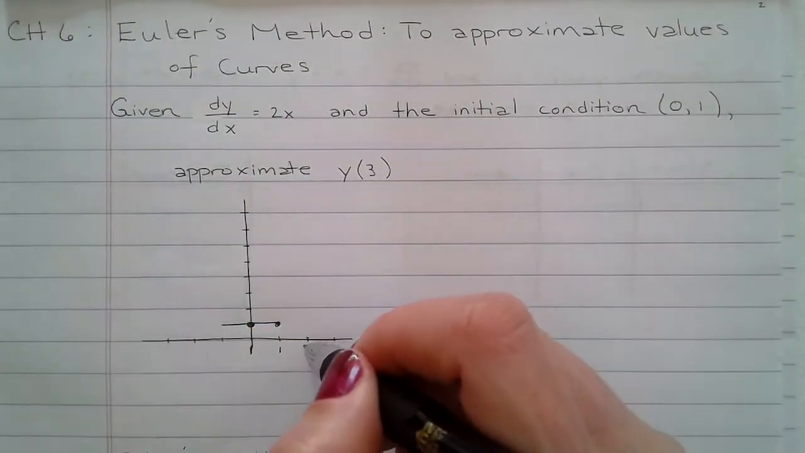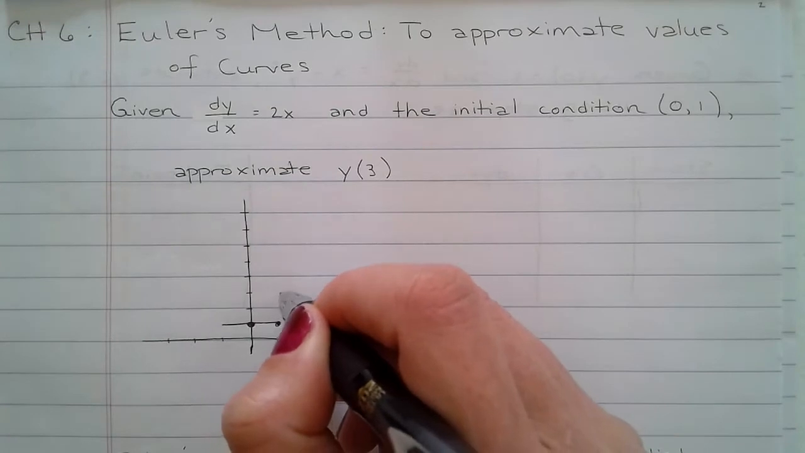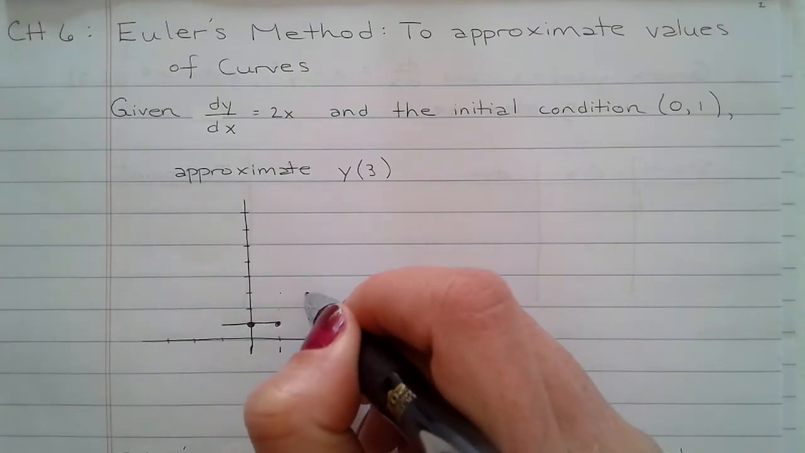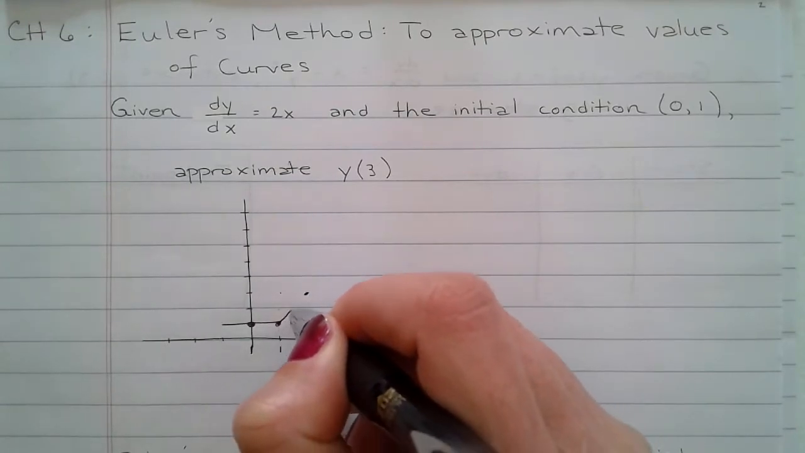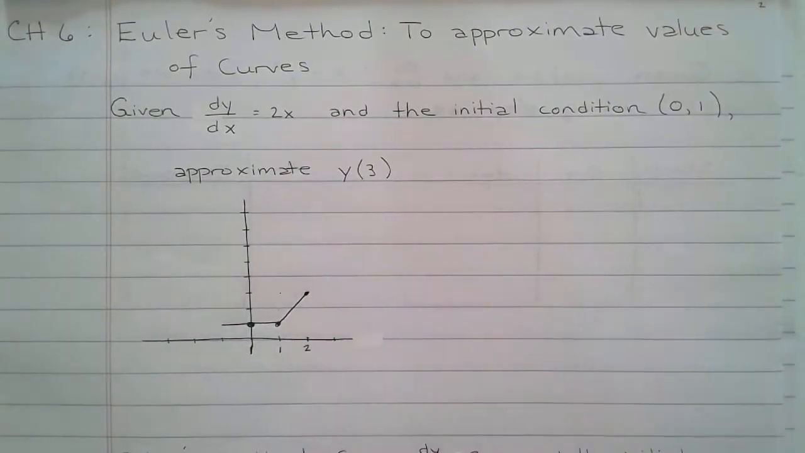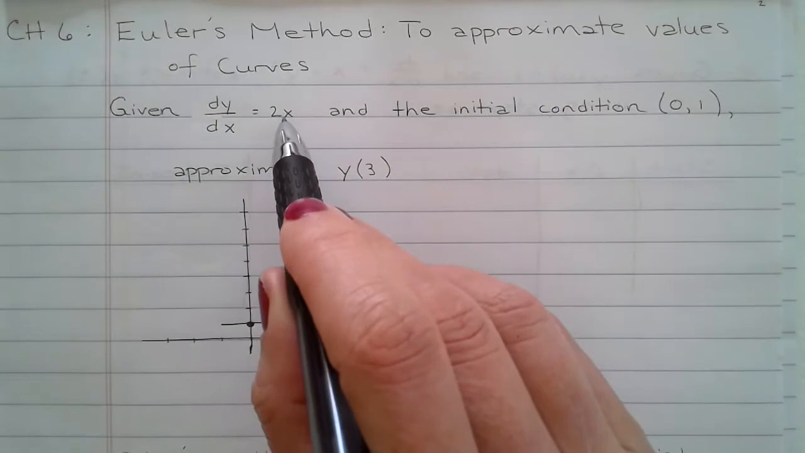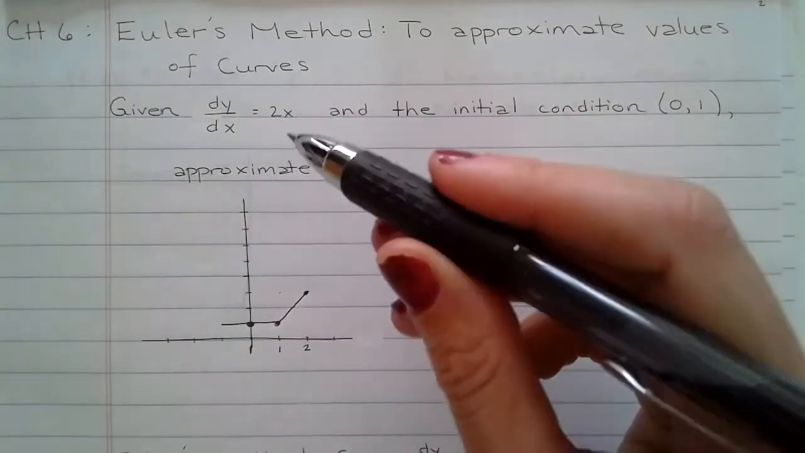So now for the next little segment, I'm going to go from here and I'm going to go up 2 over 1. And I'm going to kind of draw a line with a slope of 2 over that whole interval, right? And now we know the slope isn't 2 over that whole interval. It changes all the time, right? But I'm just going to do this for a little while. And then I'm going to go to 2, and I'm going to plug this in and say, oh, my slope should be 4.